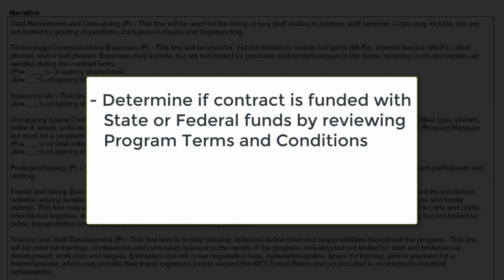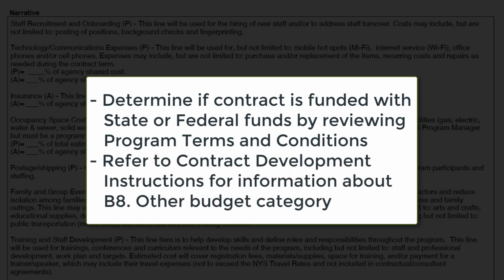When determining what to include in the narrative, you will need to know if your contract is funded with state or federal funds. You can determine this by reviewing the program terms and conditions within your contract. If, after review, you are unable to determine the type of funding, reach out to your OCFS program manager for assistance. You should also refer to the contract development instructions for the most up-to-date information about the B8 Other budget category.